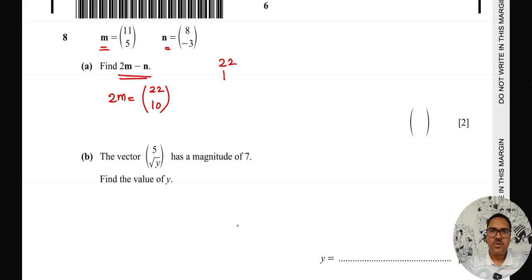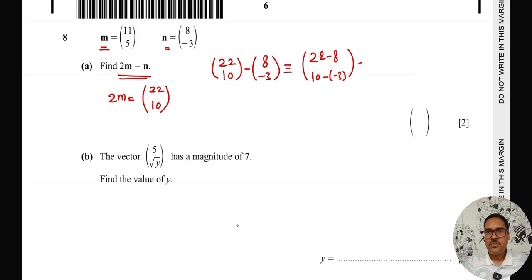So what is this 2m minus n? This is 22, 10 minus, what is this? 8, minus 3. Now to subtract this, I will subtract 22 minus 8 and I'll subtract 10 and negative 3, which is equal to 14, and this is 13. So what is the answer? This is 14 and 13.